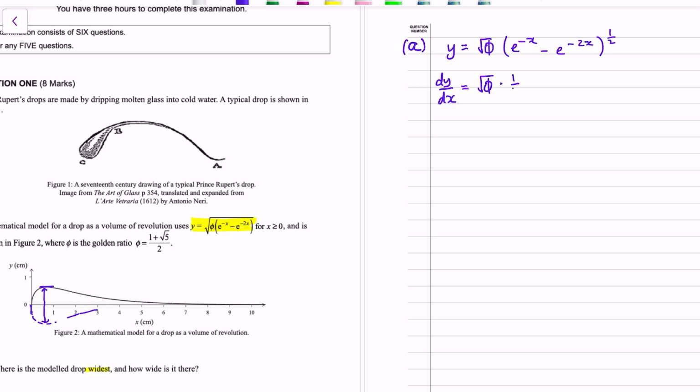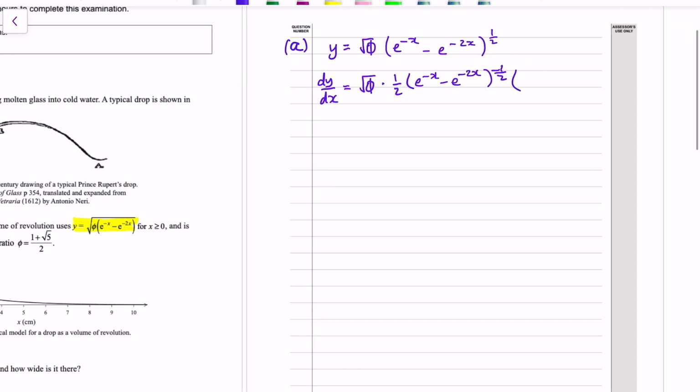In terms of chain rule, the half comes down the front. We drop the power to negative 1/2, and then we need to times by the inner function differentiated. The inner function, e to the minus x, differentiates to minus e to the minus x, and then the second term differentiates to plus 2e to the minus 2x, and we need that equal to 0 to find the maximum y value. The first factor is never 0. It's actually 1 over the square root, and 1 over the square root cannot be 0, so we're looking at solving this expression here equal to 0.